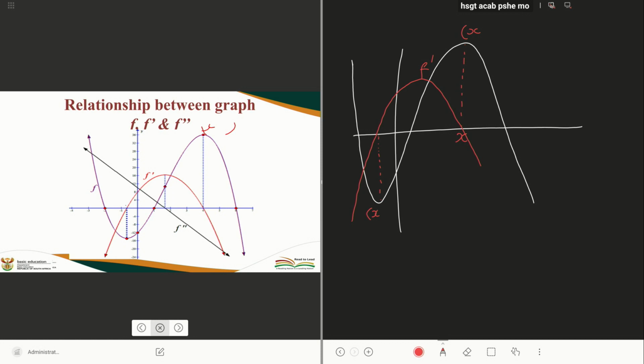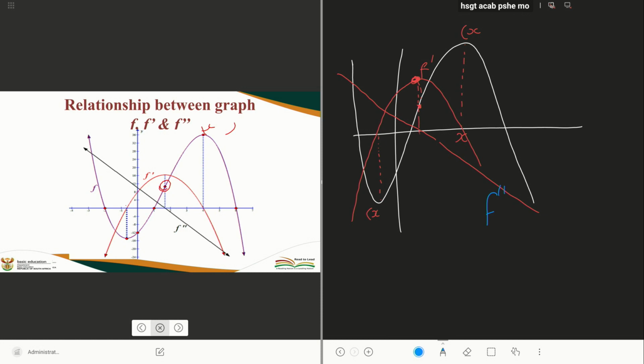And then if I can highlight there, you can also agree with me that that is the point of inflection. In that point of inflection, how does it relate to my first derivative? It is the x value of the turning point there. That point of inflection is an x value of a turning point on my first derivative. At the same time, the same x value becomes the x value of an x-intercept in my second derivative graph.